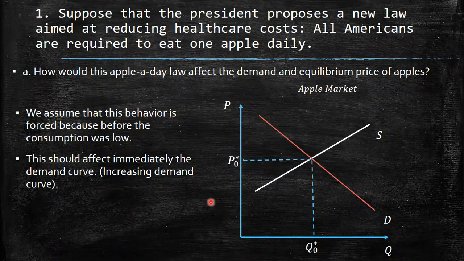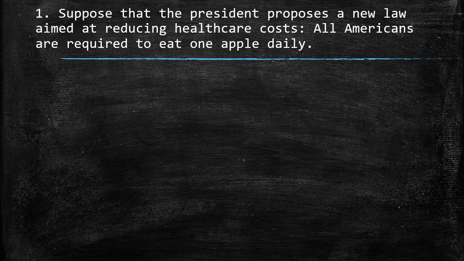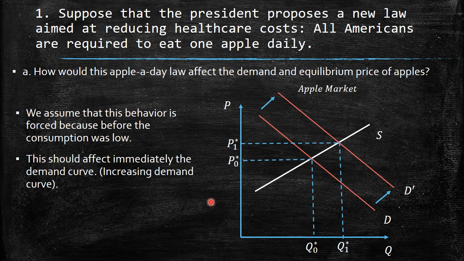Automatically, due to this law, because this is an external change to demand, the demand will shift to the right. Why? Because people will start to demand more apples due to this law. As a consequence, we will have a D prime curve, and then the new prices and the new quantities. So we will naturally have higher prices and higher quantities of apples in the market.